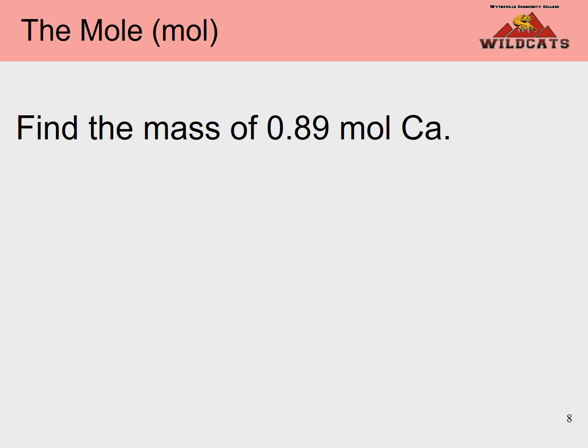So in this problem, it says find the mass of 0.89 moles of calcium. Well, if you remember when we did conversions back in chapter number 1, if you're not sure what to do with the problem, you find the number and the units. And so we got 0.89 moles of calcium. Well, we don't want moles of calcium, we want mass of calcium. And we're going to use the convenient unit of grams, not the SI unit of kilograms.